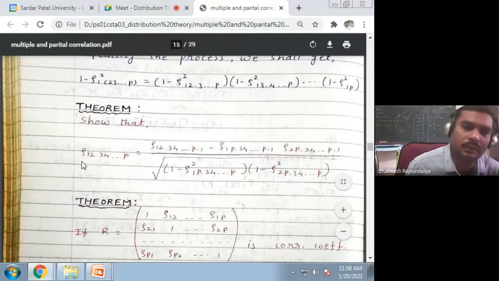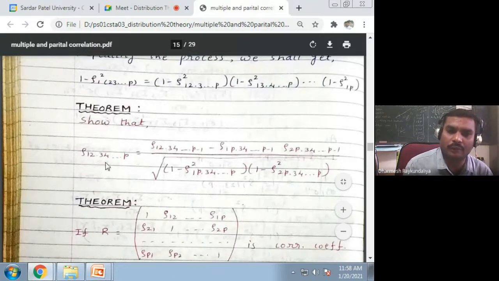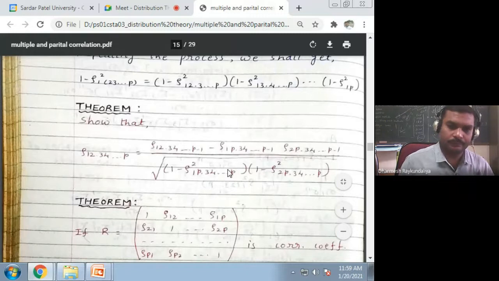So you have to show that the partial correlation is nothing but the correlation between 1 to, actually this will go up to p, 1 from 3 4 p and 2 from 3 4 p, and then this is okay.